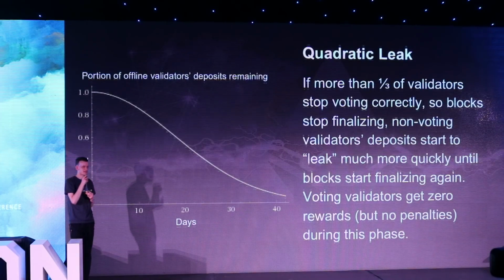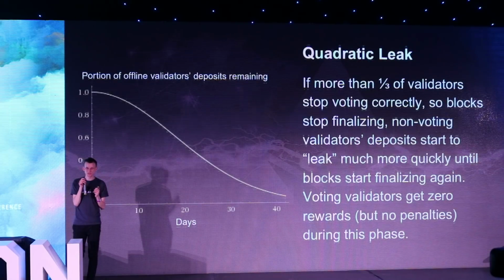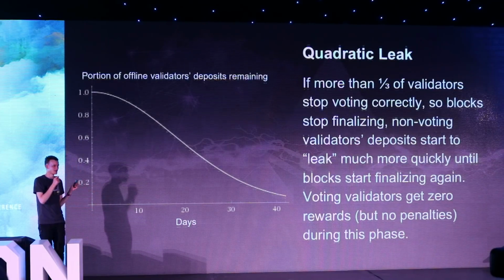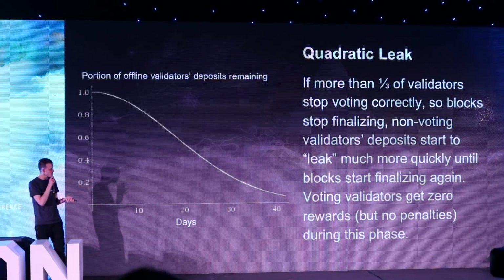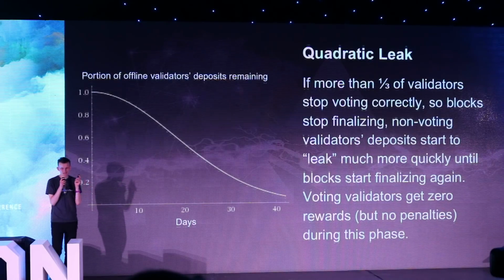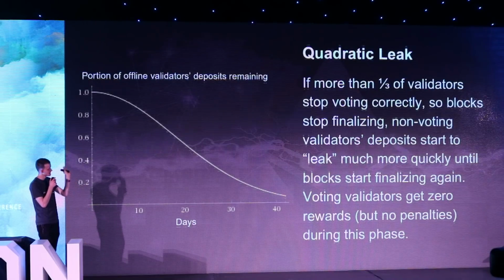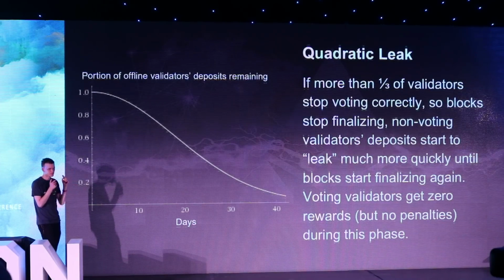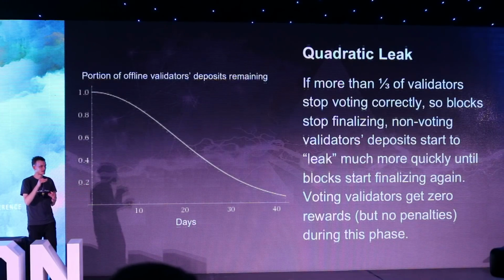So quadratic leak. This is the extra incentivization feature. Basically, if a huge number of people go offline, then really it's either World War III or it's a deliberate attack. And World War III kind of is a deliberate attack, though it's a deliberate attack on the internet, not on Ethereum, but oh well. So in very extreme cases, if more than 1/3 of validators go offline, blocks are going to stop finalizing. And the way that the blockchain starts finalizing again is that the deposits of everyone who is not voting start leaking. Basically the deposits start decreasing. And the reason why it's called a quadratic leak is that the portion of your balance that you lose is, at least initially, quadratic in the amount of time that you don't vote, or in the amount of time that everyone doesn't vote.